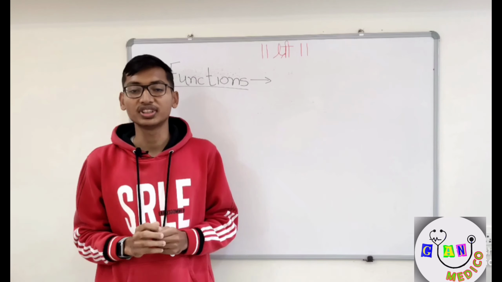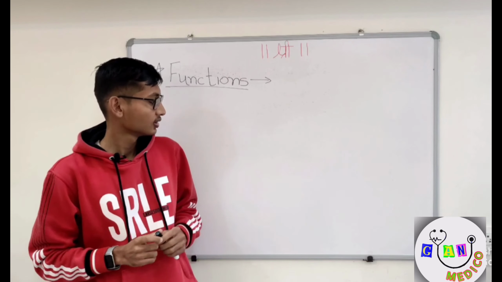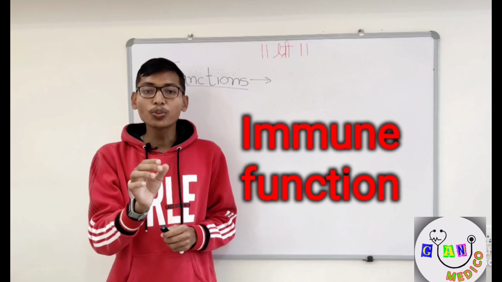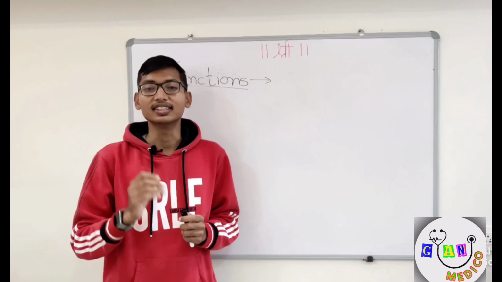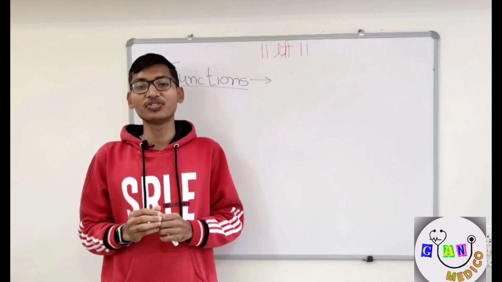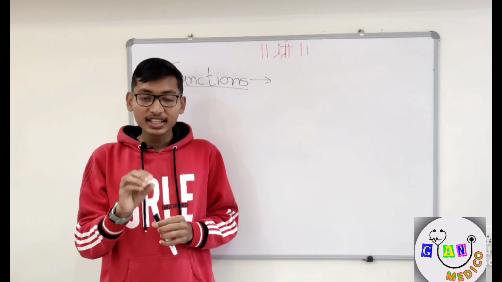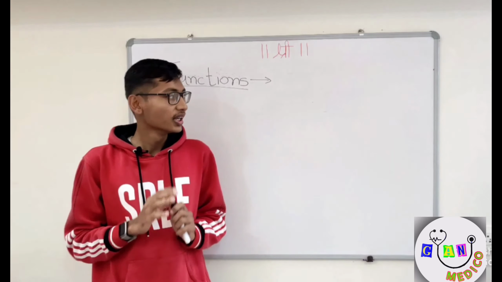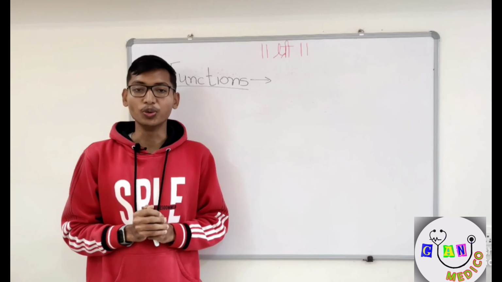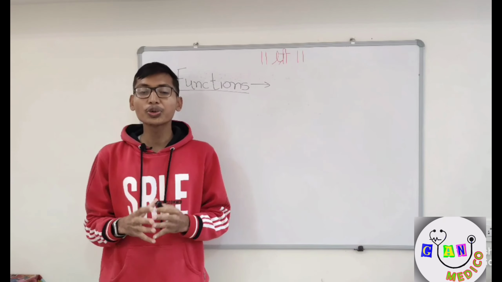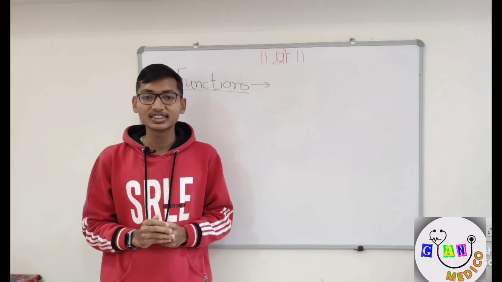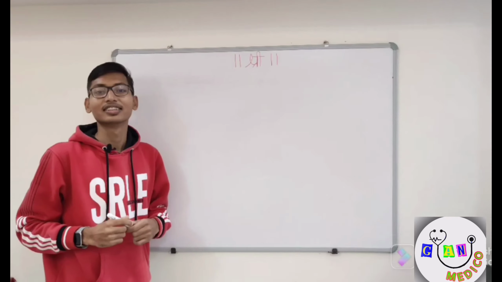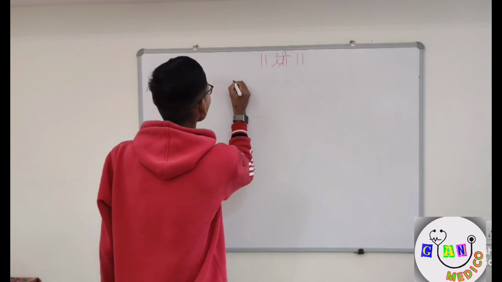This is the hemopoietic function. Next is immune function. The bone marrow contains reticuloendothelial cells and these cells are phagocytic in function. These cells take part in the immune response of our body. So these are some of the functions of the bone. Now we are going to see the division of the skeletal system.